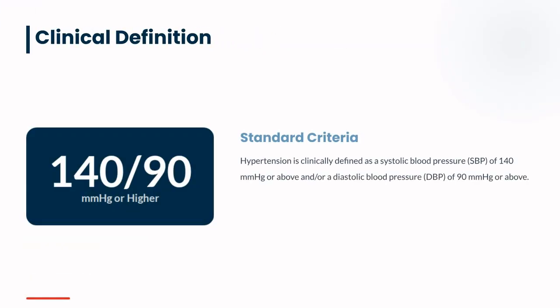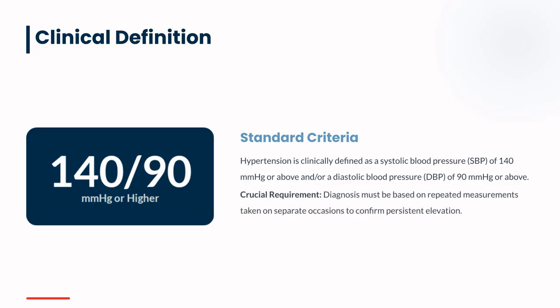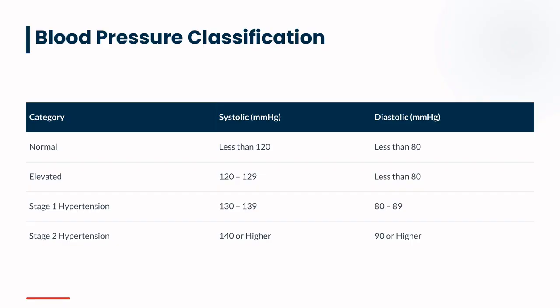Clinically, hypertension is defined by a systolic blood pressure of 140 millimeters of mercury or above, and/or a diastolic blood pressure of 90 millimeters of mercury or above. Diagnosis requires repeated measurements on separate occasions to confirm persistent elevation. The current classification guides diagnosis and management.